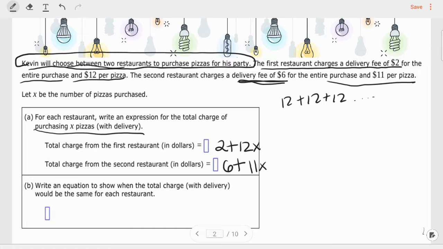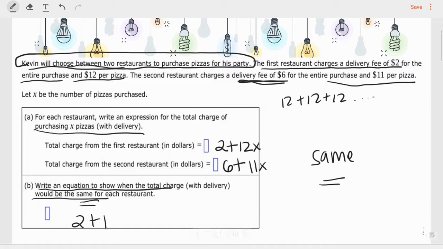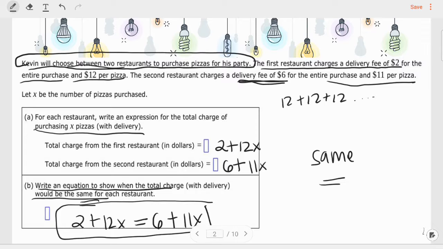Now, if I need to compare my two expressions, if I want to know when the two totals are going to be the same, remember same is another name for equal. So when it says write an equation to show when the total amount would be the same, that's saying write an equation to show us when the total amounts would be equal. Well, total amount number 1 is 12 plus 12x, and that's going to be equal at some point to restaurant number 2, 6 plus 11x. That would be my equation, and from there I could solve this equation and compare the two. For this assignment, all I need to do is be able to write those equations.